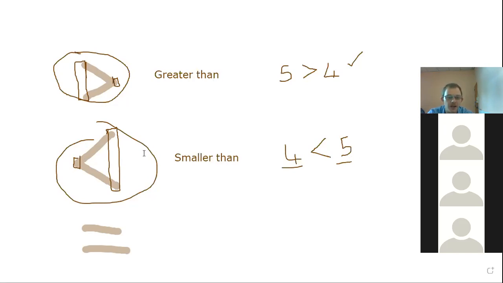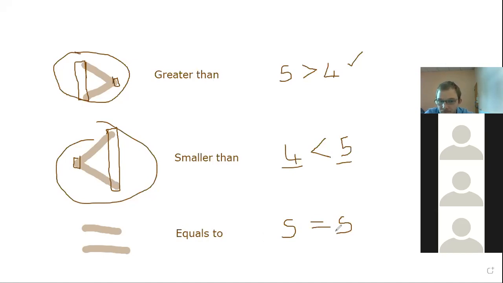Okay, the last one is very easy. It means just equals to. For an example, 5 equals 5.